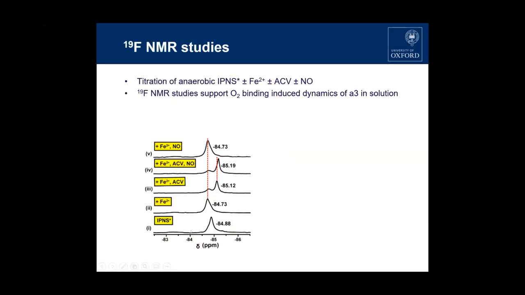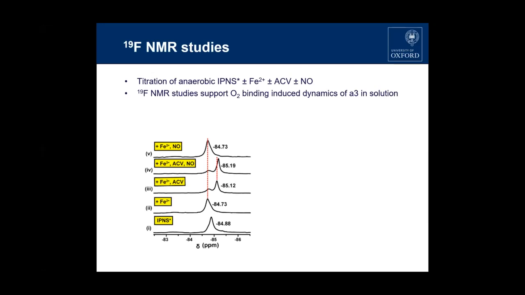We titrated in, first of all, iron. We see an NMR shift of the 19F signal. Then we add the substrate. We see again a shift in the 19F signal. After adding nitric oxide, we see again a small shift, which supports the data we see in the crystals. And also we are adding nitric oxide to the iron complex, and there we don't see any shift compared to the iron. And so we definitely need ACV to trigger these shifts to happen.